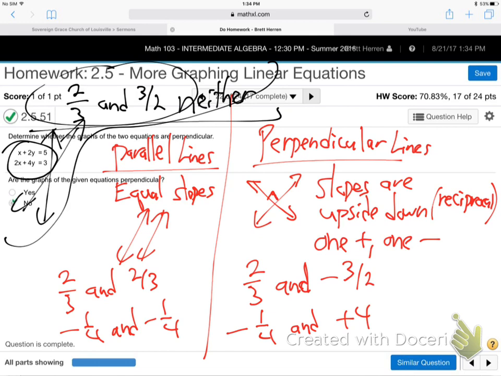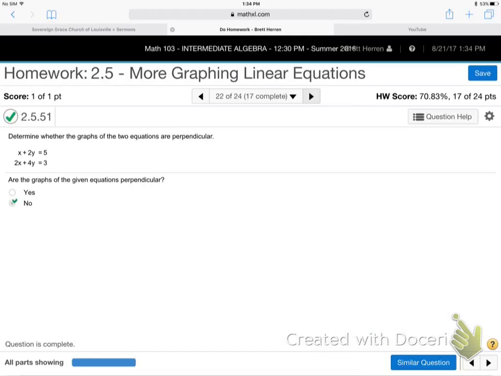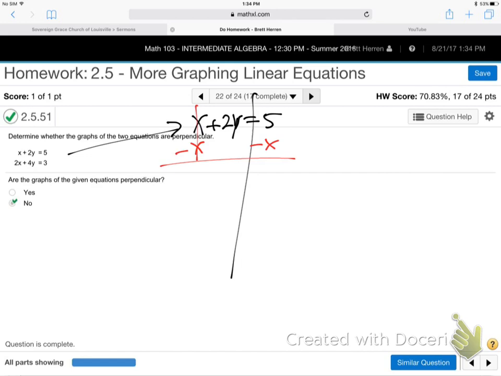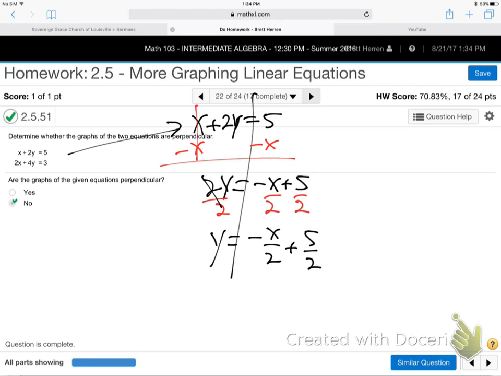Okay, so I'm going to go to a fresh screen, if you get that all copied down. I'm going to take this first one: x plus 2y is 5. I've got to get y alone, so subtract x from both sides. So 2y is minus x plus 5. And last step, divide through by 2. So minus x over 2 plus 5 halves. Okay, that's the first one.